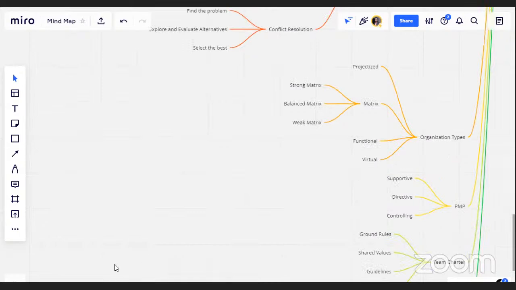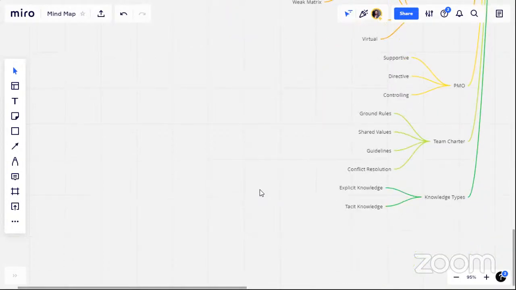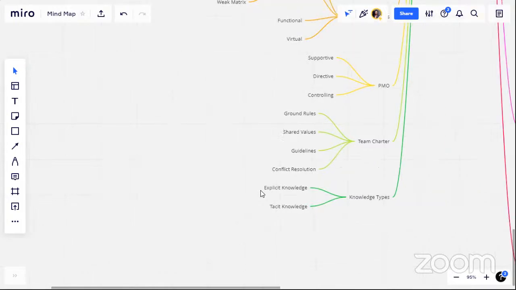And then for organization type, there are four types: projectized, matrix, functional, and virtual. For matrix, there are three types: strong matrix, balanced matrix, and weak matrix. Companies which have a PMO have three types: supportive, directive, and controlling. For the team charter, there are ground rules covering shared values, guidelines, and conflict resolution. And for knowledge type, there are explicit knowledge and tacit knowledge. That will be all.